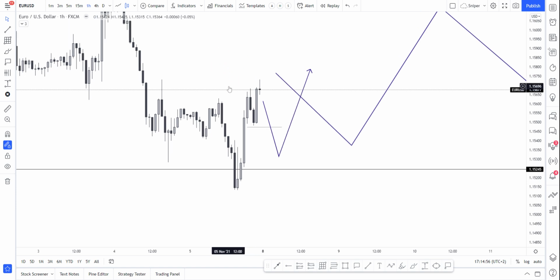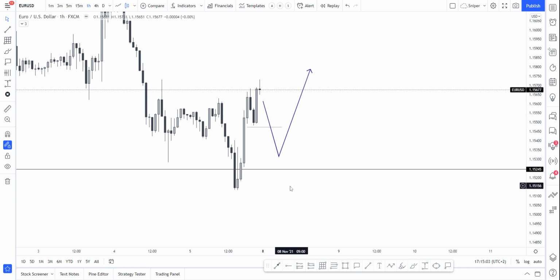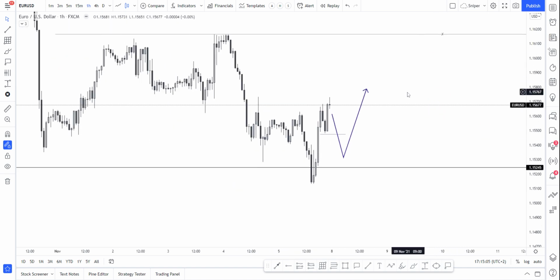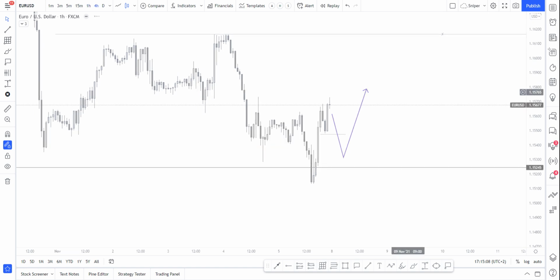So currently, the price action does seem to be bullish, but obviously we can still see price make a pullback, catch some shorts, and then go long towards the upside. So that is then my view on EU.